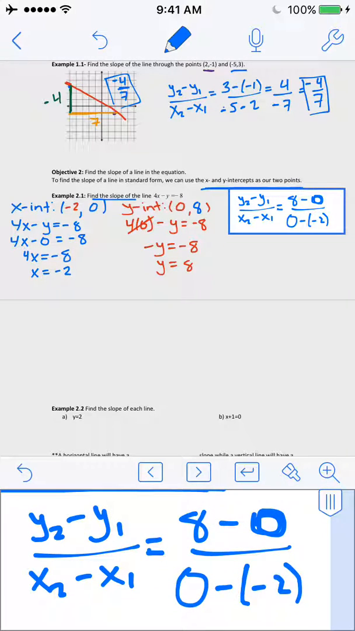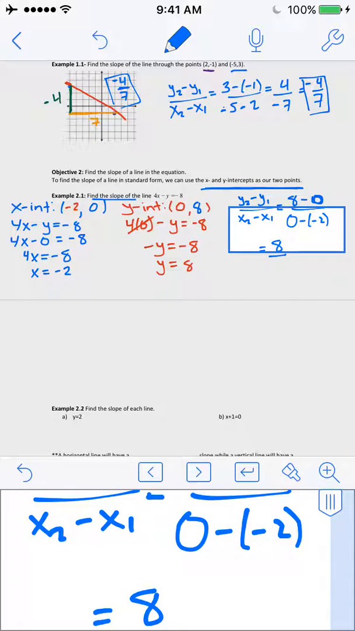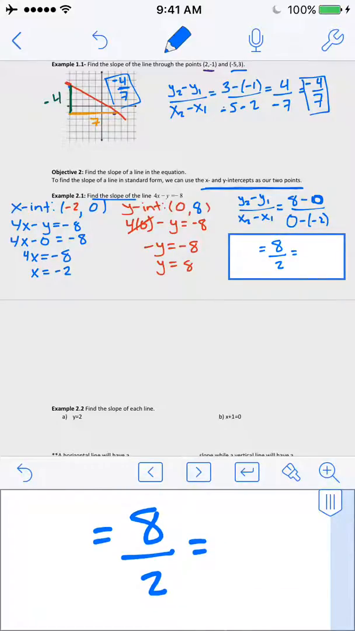straightforward. All right, 8 minus 0 over 0 minus negative 2 reduces down to 8 minus 0 is 8. Let's see, 0 minus negative 2, what happens there? That's right, we get a positive 2. So our slope, 8 divided by 2, is 4.